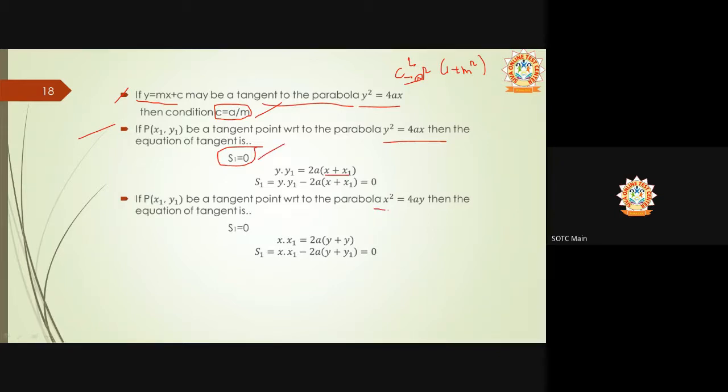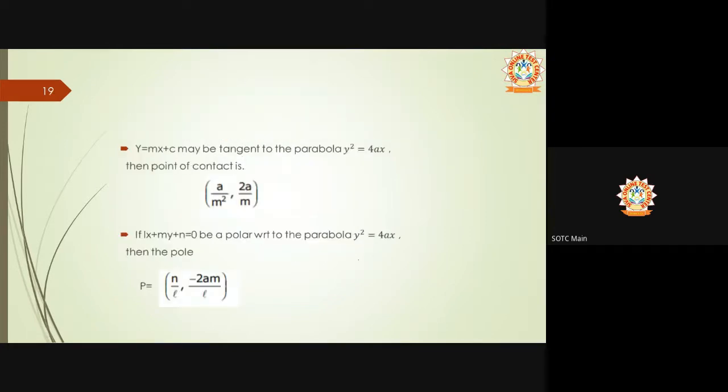Next, in the case of x square is equal to 4ay, in this case also S1 is equal to 0. So there x into x1 is equal to 2a into (y plus y1), and you need to equate it to 0. That is your tangent. And next, the point of contact. Now they have given the equation of tangent, so you need to find the point of contact.